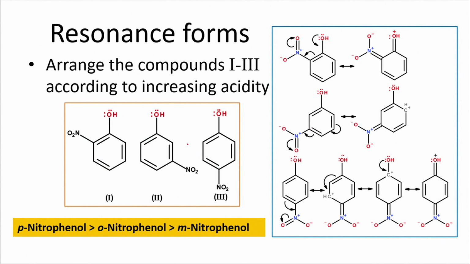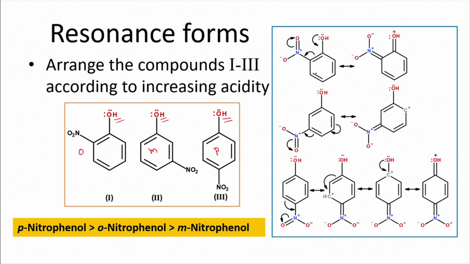Here we have to arrange the compounds 1, 2, 3 according to increasing acidity. What we have actually seen is that oxygen is having a lone pair of electrons. In all the three cases, one is an ortho isomer, another is a meta isomer, and the third one is a para isomer. Whichever can give more resonance structures is going to give increased acidity for this particular proton. So, we are going to remove the phenolic proton. Which is more acidic can be explained based on resonance forms.